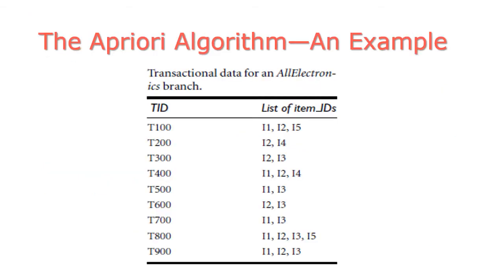Now let us see an example for the Apriori algorithm. Here we have a list of transactional data of an AllElectronics branch. Here we have the bills of the customers; 9 bills are there, and under each bill the items purchased are listed. The total items are I1, I2, I3, I4, I5, so 5 items in total, and all the items purchased by the consumers are listed here.